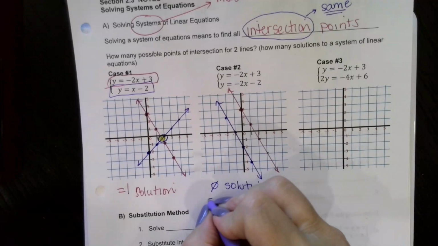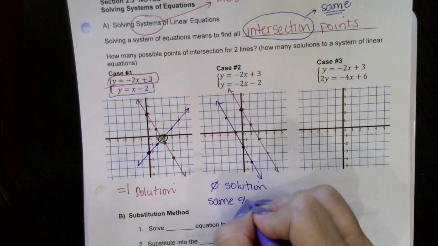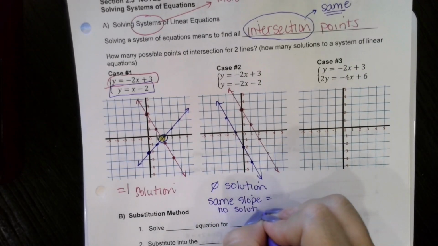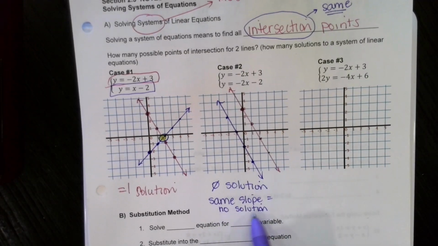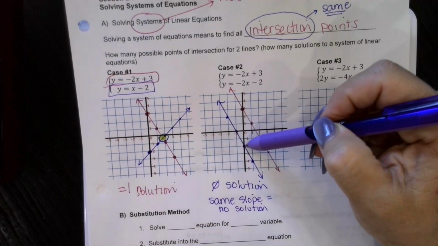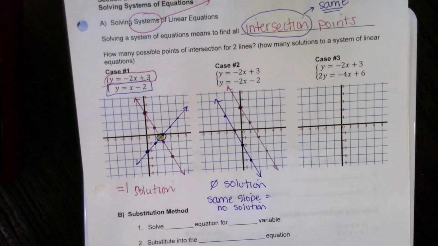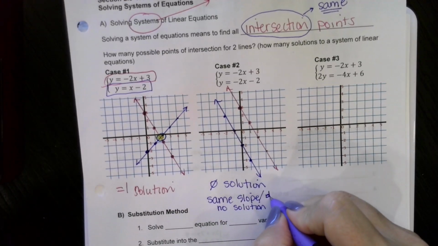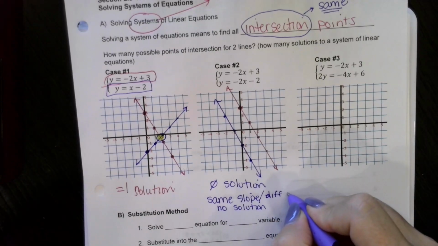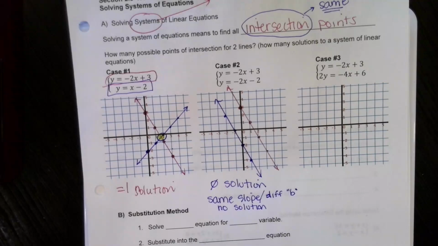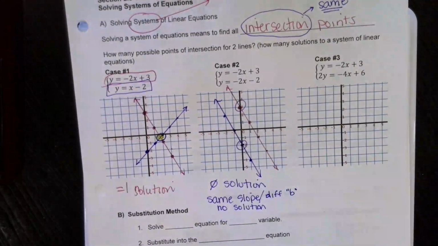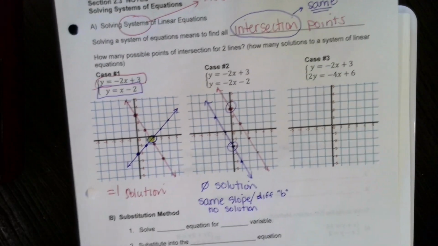So what I know is same slope is no solution. Now, I'm assuming that when I say no solution, that my intercept is different. If my intercept was the same point, then that would be different, right? So same slope, different b value. My b value is my y-intercept. So here I start at -2, here I start at +3. All right? So let's go to this last one.